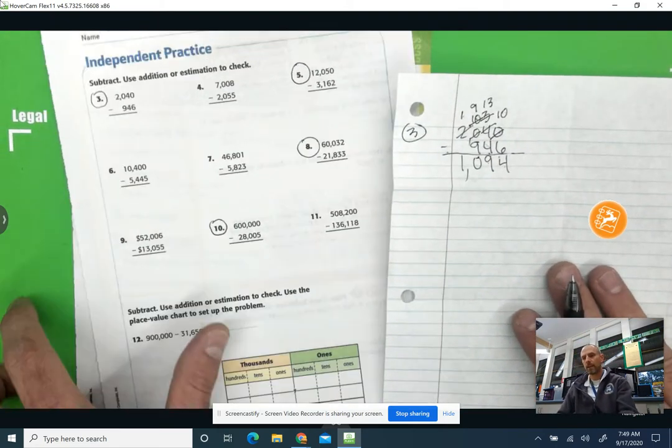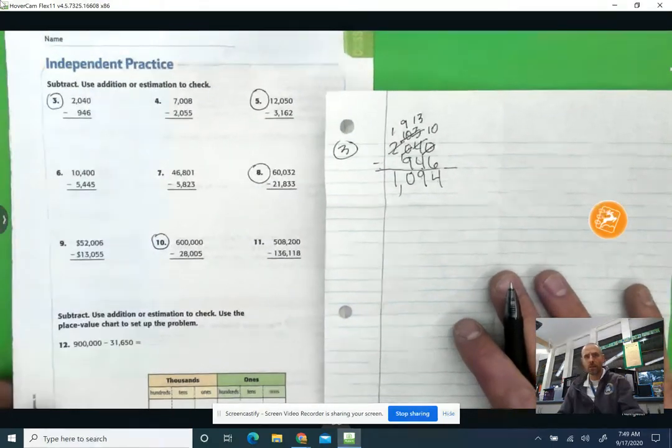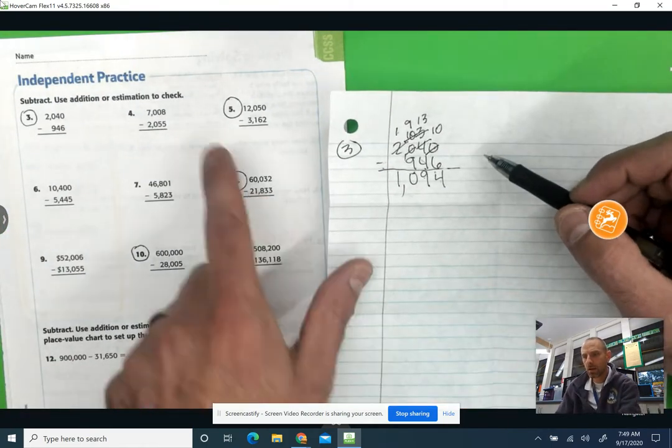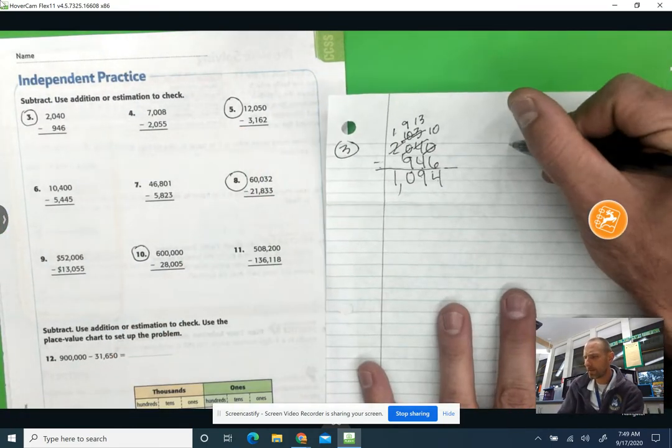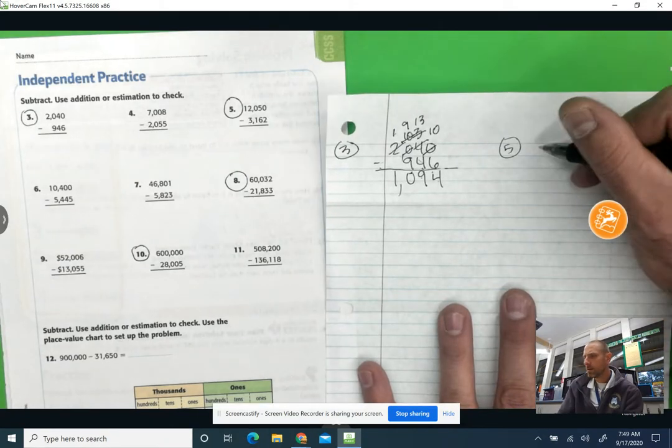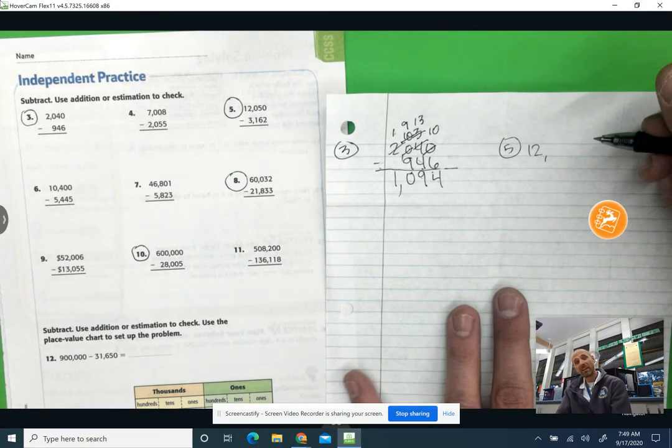I'm going to move over to this second box, and although it was not the second number I circled, I am going to go to number 5. 12,000. If you didn't do it in that order, that's okay.